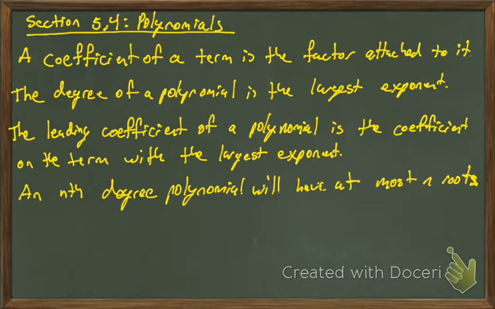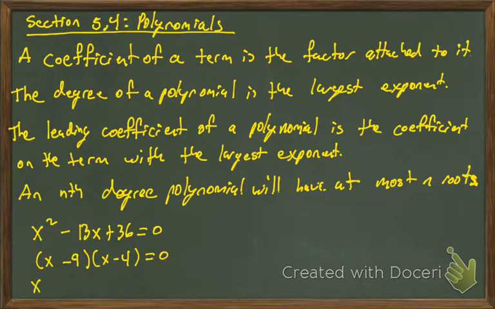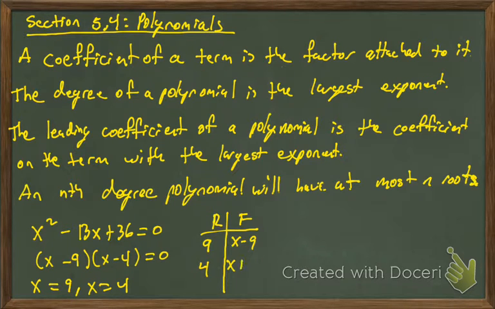And so a real basic example we could say is x squared minus 13x plus 36 is equal to 0. That's going to factor into x minus 9 and x minus 4 equals 0. So your roots or your zeros are 9 and 4. Later on we're going to set up a little chart where we'll have our root and then our factor. So notice that if 9 is the root, x minus 9 is the factor, and if 4 is the root, then x minus 4 is the factor. And we'll continue that idea near the end here.